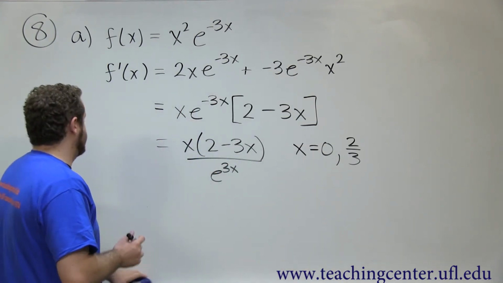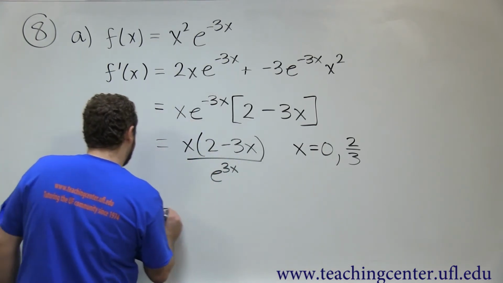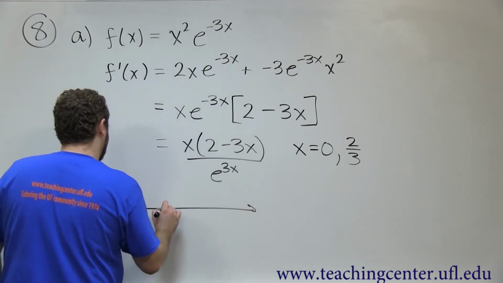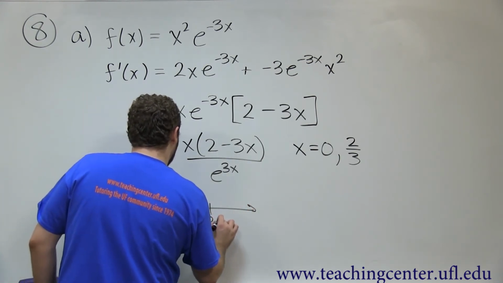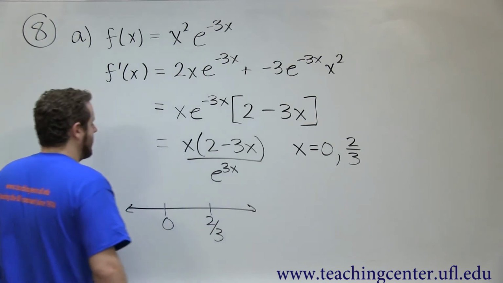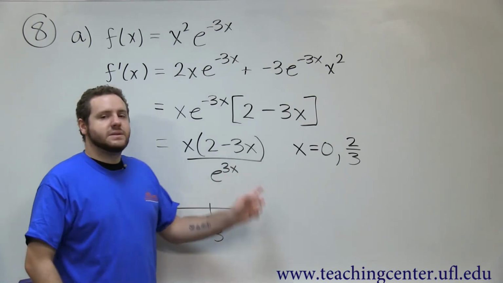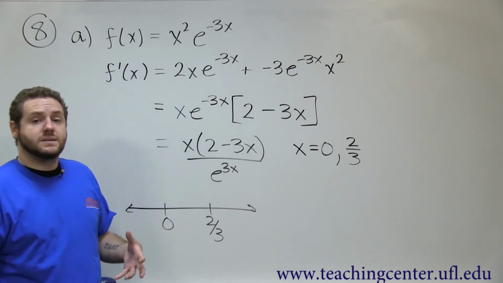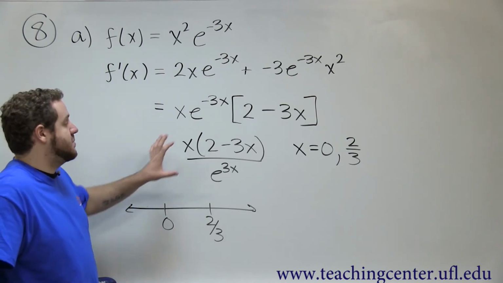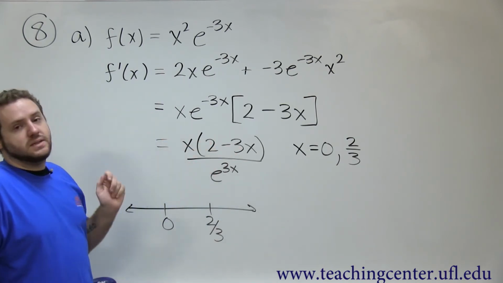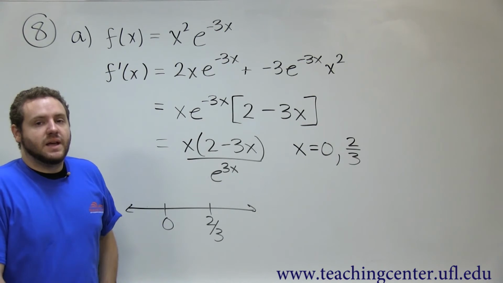And to find the intervals of increase and decrease, we're going to use the first derivative test and just put those on a number line. So we have 0 and 2/3. And we just need to test values into the derivative to see if it's positive or negative, because we know if the derivative is positive, that means our function's increasing, and vice versa for negative and decreasing.